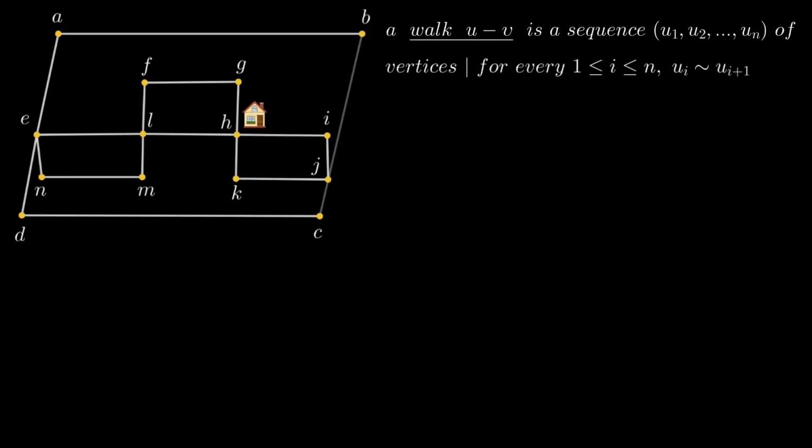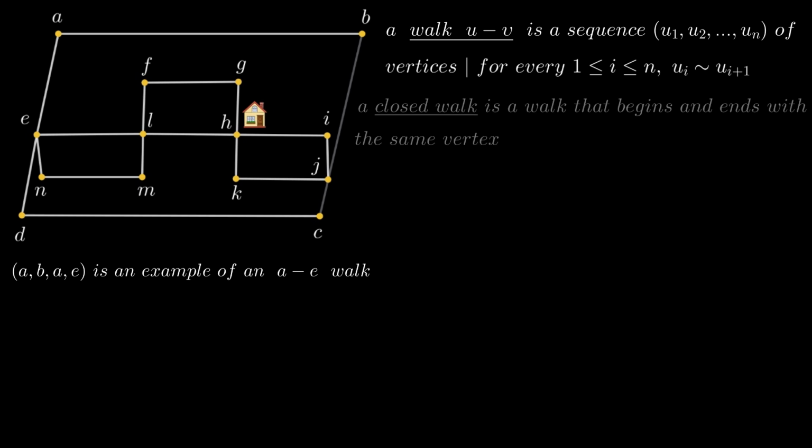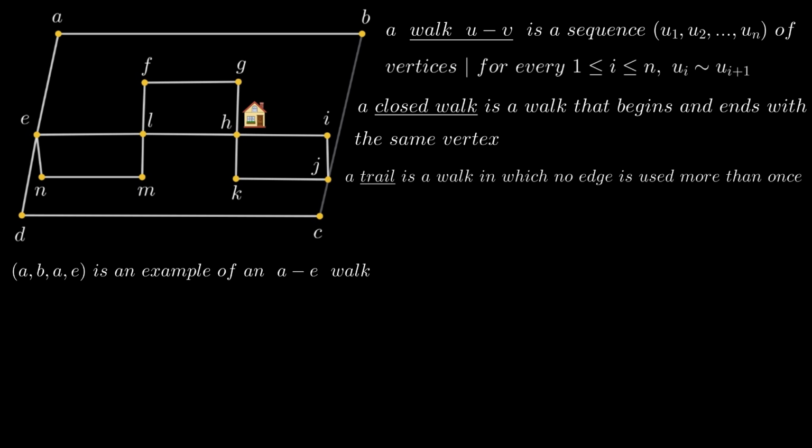A walk is a sequence of vertices, U1, U2, up to UN, such that for every I with 1 less than or equal to I less than or equal to N minus 1, we have UI adjacent to UI plus 1. So for example, in our street model, going from A to B to A again, then to E, is an example of a walk. A closed walk is a walk that begins and ends with the same vertex. A trail is a walk in which no edge is used more than once. A tour is a closed trail, a trail that begins and ends with the same vertex.